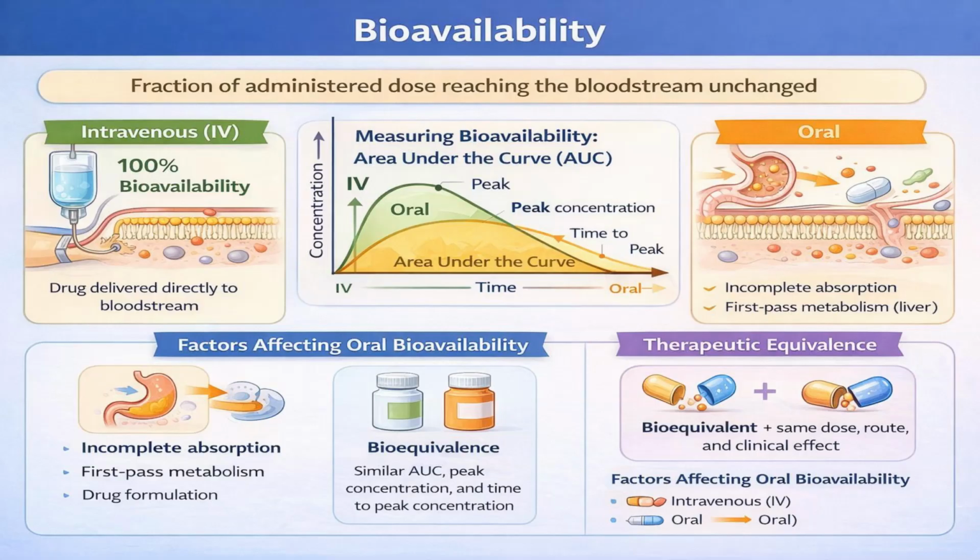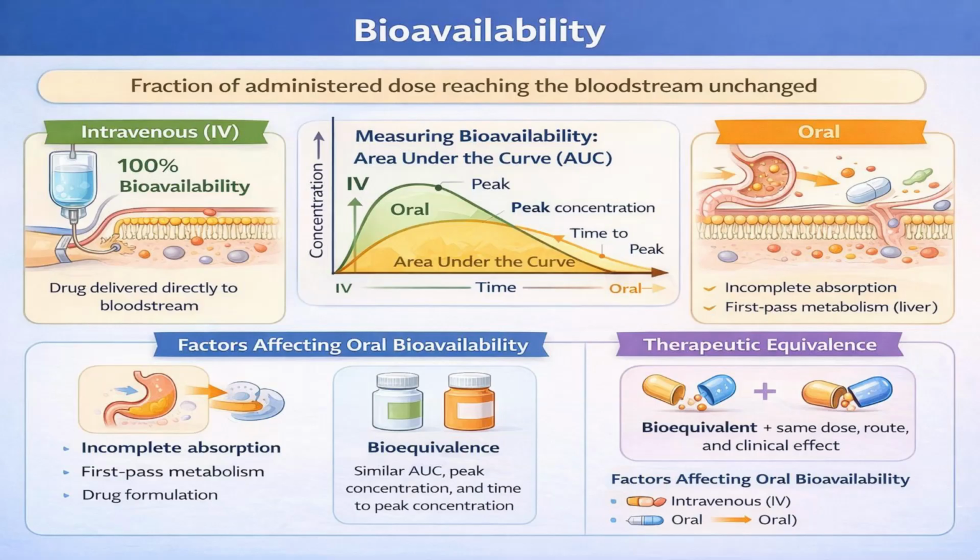Bioavailability is defined as the fraction of the administered dose that reaches the bloodstream in an unchanged active form. Intravenous administration has a bioavailability of 100% because the drug is delivered directly into the circulation. In contrast, orally administered drugs usually have lower bioavailability due to incomplete absorption and first-pass metabolism, where the drug is metabolized in the liver before reaching systemic circulation.